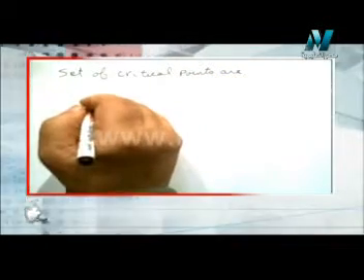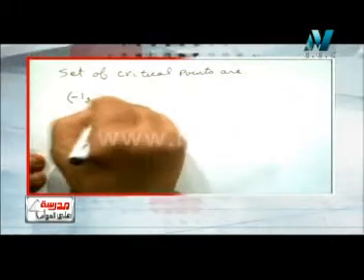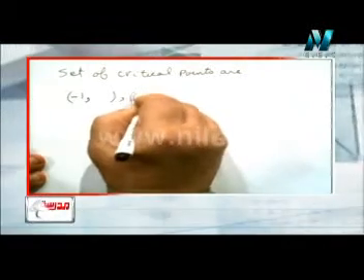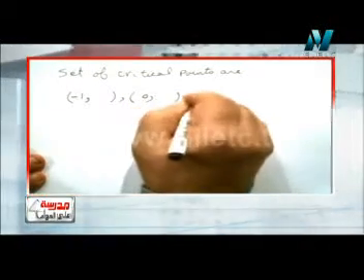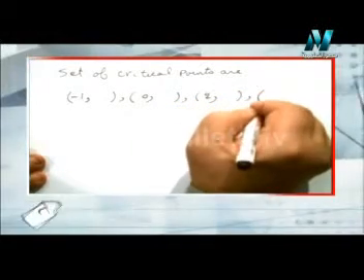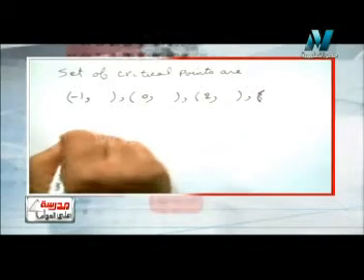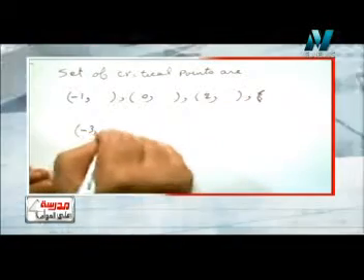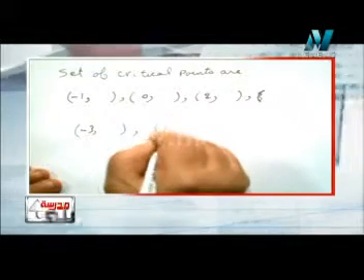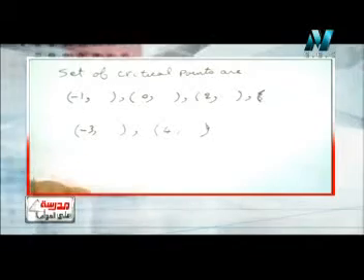Number 1, it is x negative 1 and y, and the other point it is 0 and y. Third, x equal 2 and y, and the 2 points of the beginning and ending of the interval, negative 3 and y, and 4 and y. Now we have to substitute with these values to find the y.